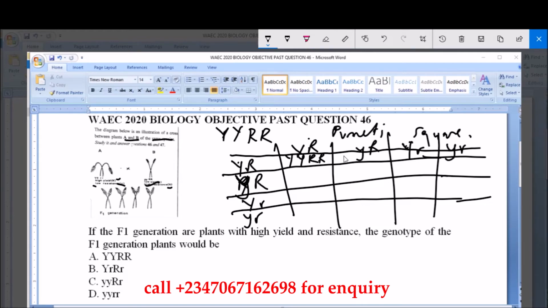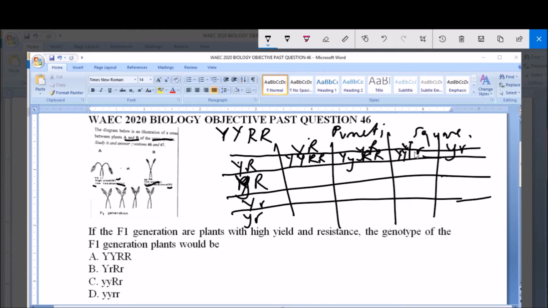On the next one, you will have capital Y, small y, capital R, capital R. Here we have capital Y, capital R, small r. Capital Y, small y, capital R, small r. On the next one, you have capital Y, small y, capital R twice. You have small y, capital R, capital R. Next, you have capital Y, capital R, small r. Small y, capital R, small r.